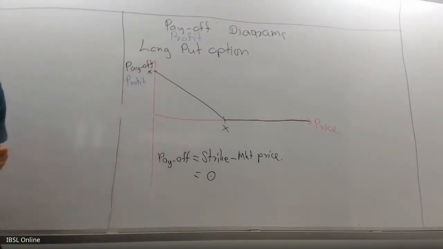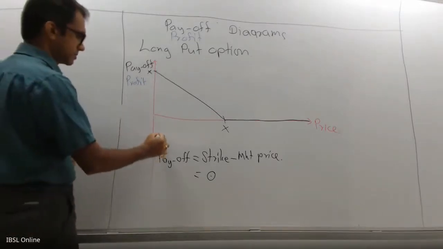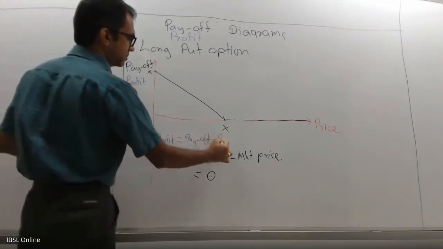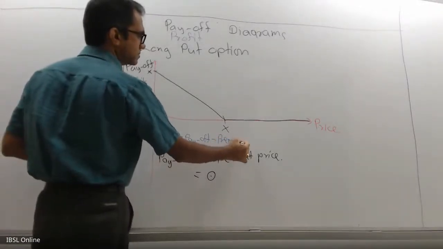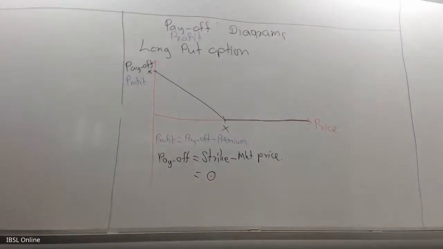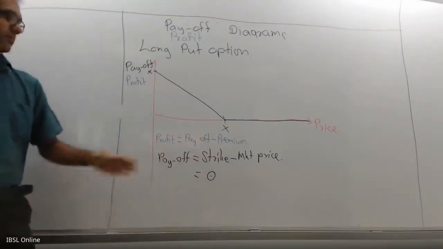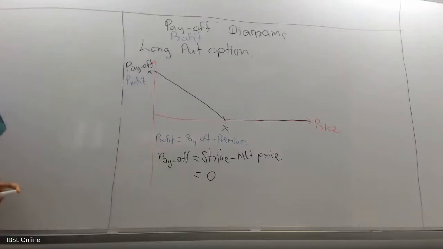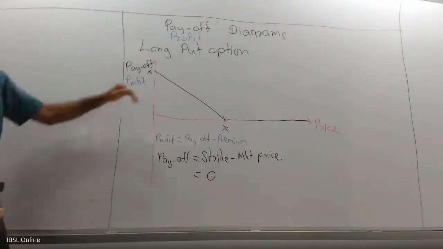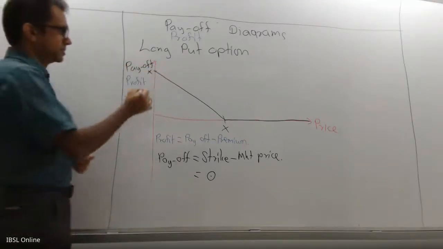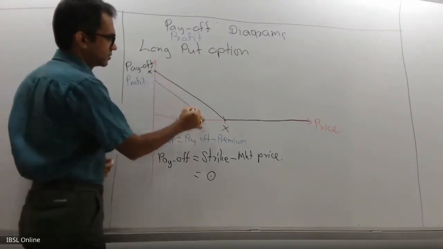Like in the call option, to buy the put option, you have to pay the premium. When we calculate the profit, again, same as earlier, profit is the difference between payoff and the premium. Payoff minus premium. So profit is always less than the payoff. Everywhere profit will go down.